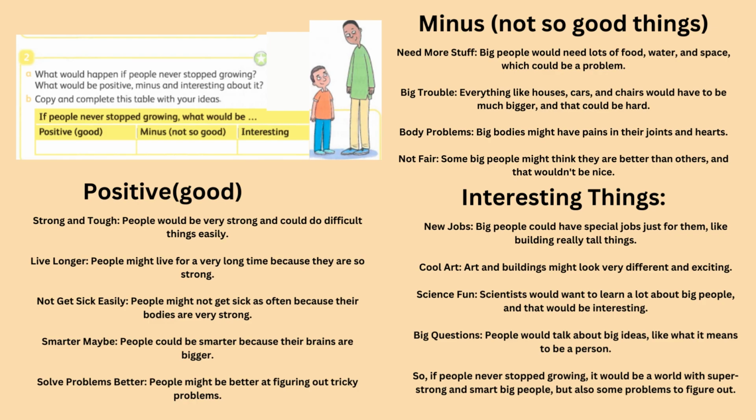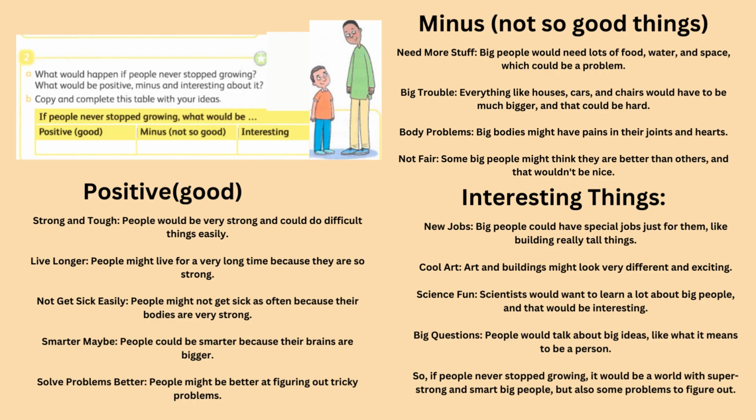Need more stuff. Big people would need lots of food, water, and space, which could be a problem. Big trouble. Everything like houses, cars, and chairs would have to be much bigger, and that could be hard. Body problem. Big bodies might have pains in their joints and heart. Not fair. Some big people might think that they are better than others, and that wouldn't be nice.